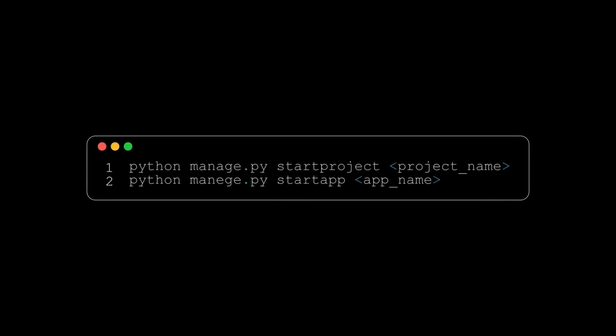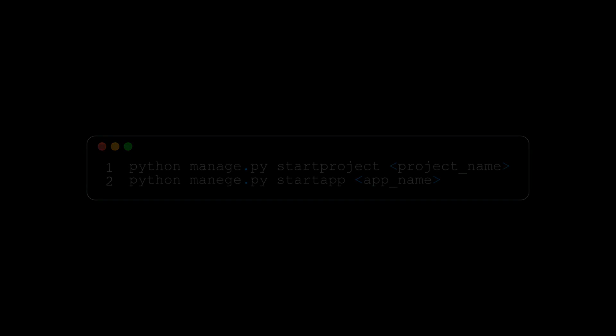URL mapping. Let's first start a Django project with python manage.py startproject name and create a new app with python manage.py startapp name. Django does not automatically know which view function should be executed when it receives a request for a particular URL. The role of URL mapping is to build a link between a URL and a view.